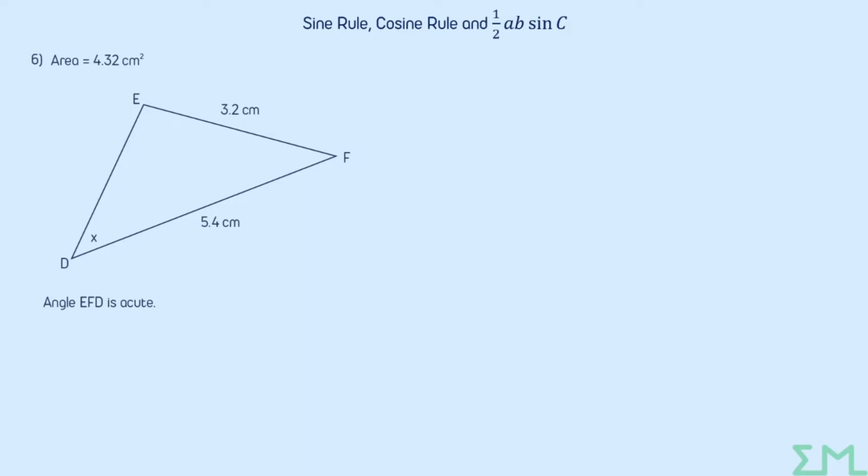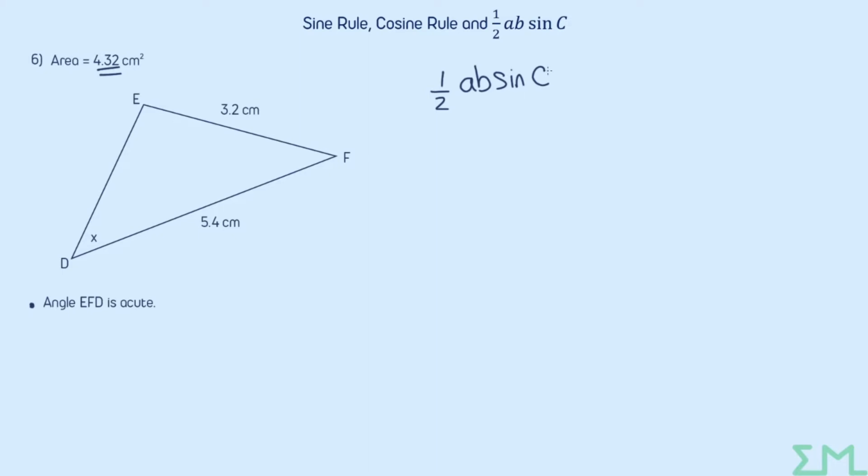Okay, question 6. So this time we have been given the area of a triangle. We've got a couple of sides and we've been told this information down here, the angle EFD is acute. Now as soon as you see anything to do with the area in a question like this, you can straight away write down your half ab sine C formula, and we're actually going to be working backwards in this question.